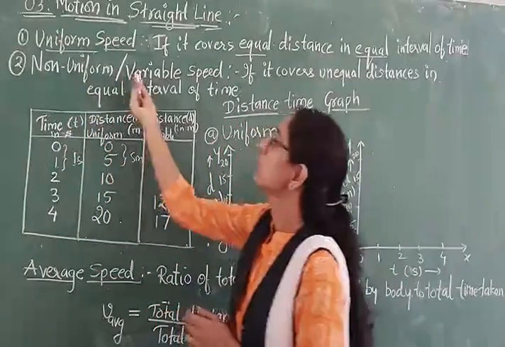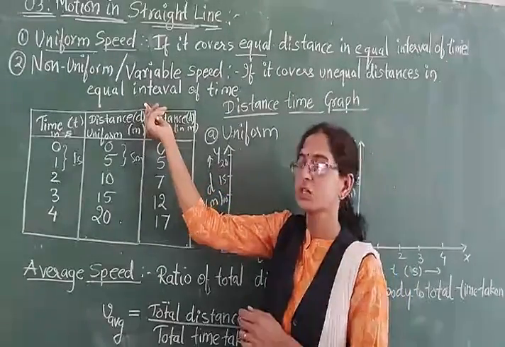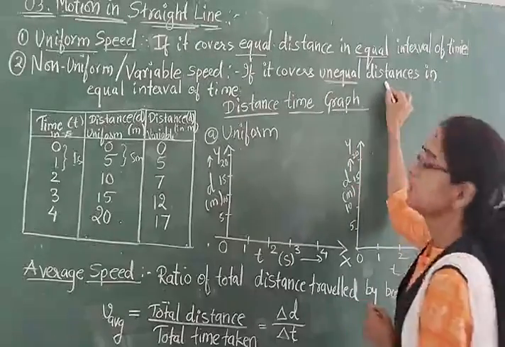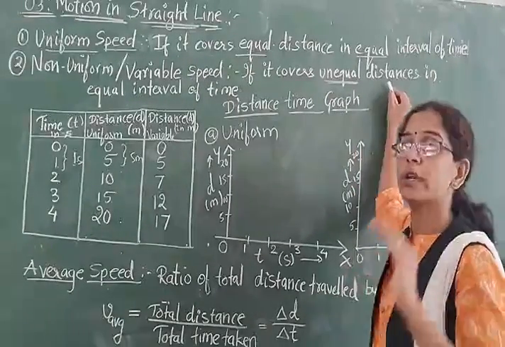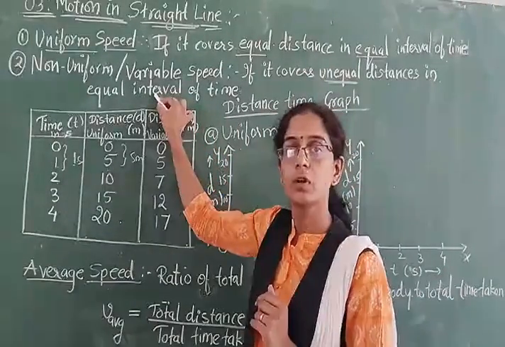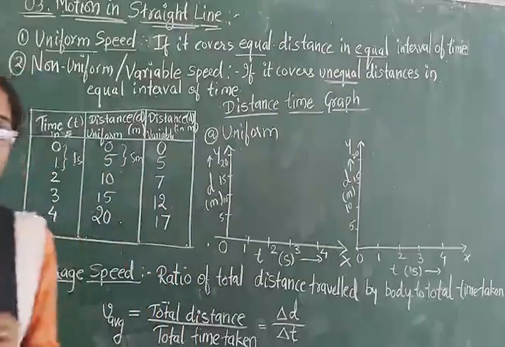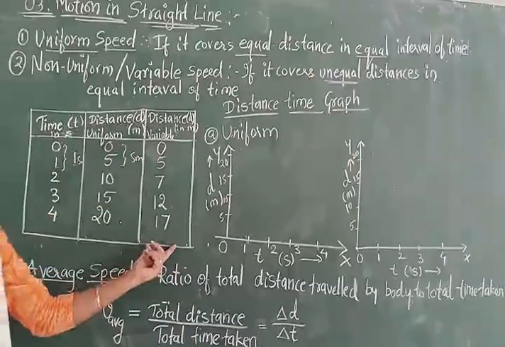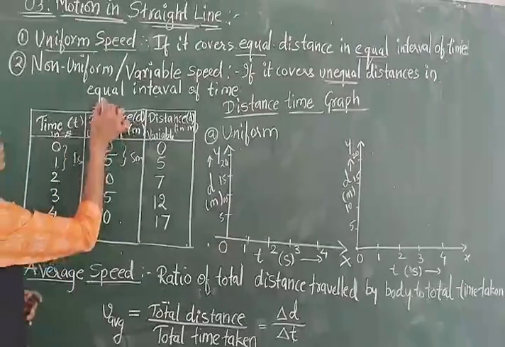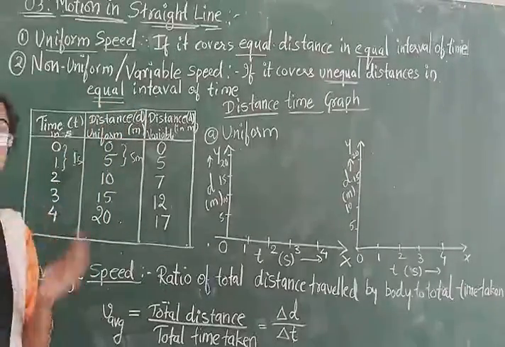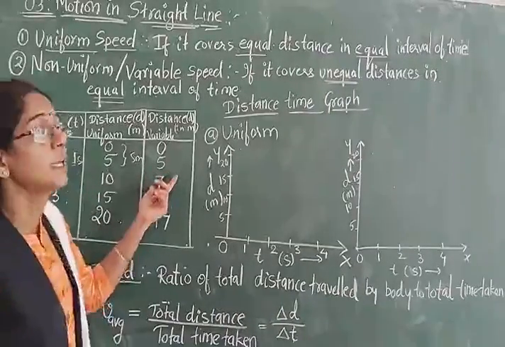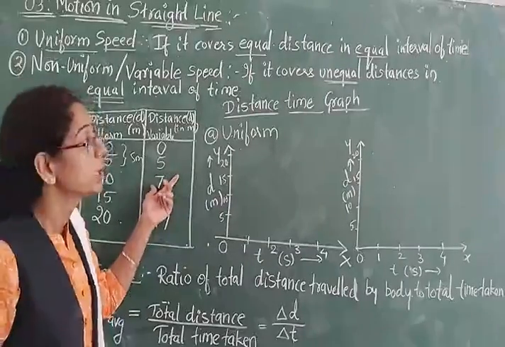Variable speed or non-uniform speed is defined such that the object covers unequal distances, unequal meaning it is not the same throughout, in equal intervals of time. So the time interval remains equal. I have again noted down the values roughly over here. The time duration is changing by equal magnitude, said to be equal variation of time. So 1 second time. But which quantity is not equal here? It is not remaining the same.